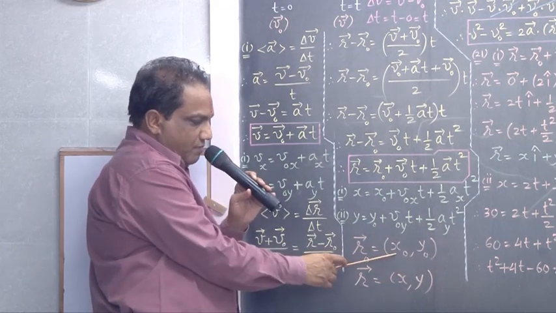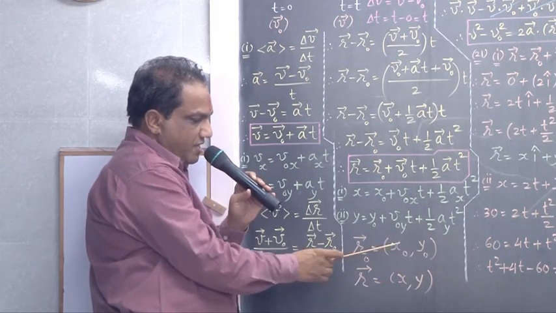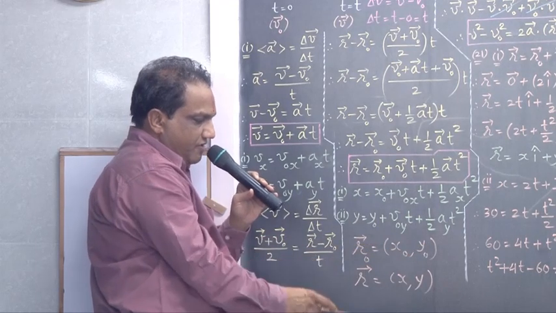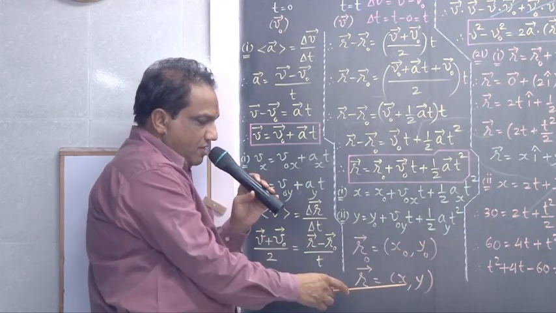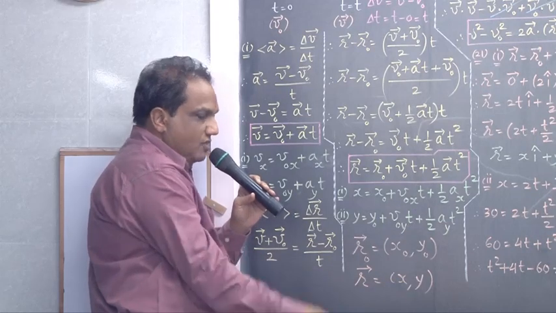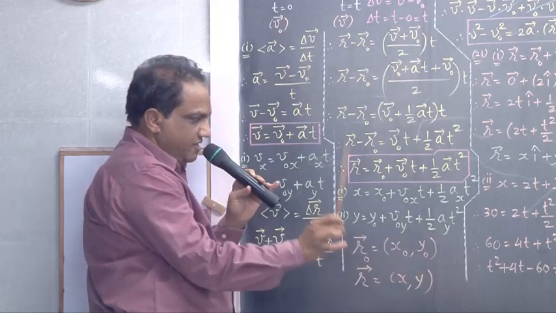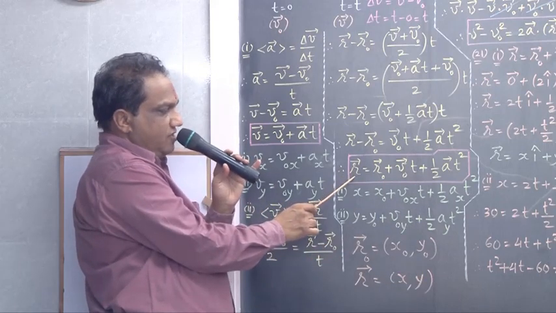So what is the x component of the initial position vector? Everybody say x0. What is the y component of the initial position vector? y0. What is the x component of the final position vector? x. What is the y component of the final position vector? y.